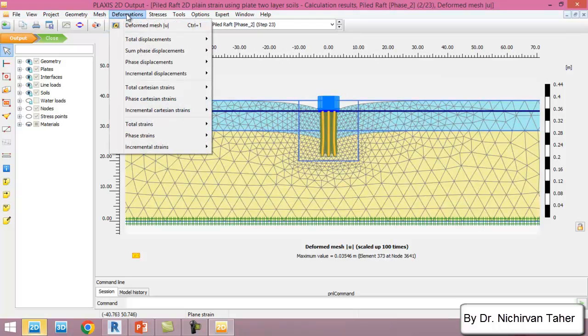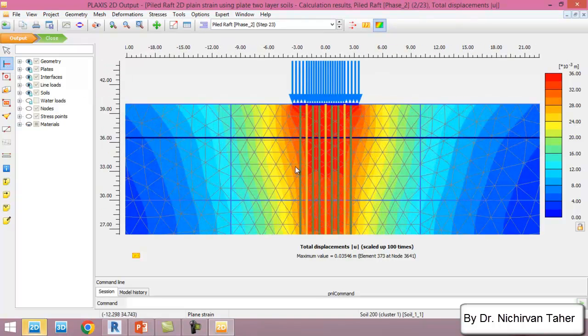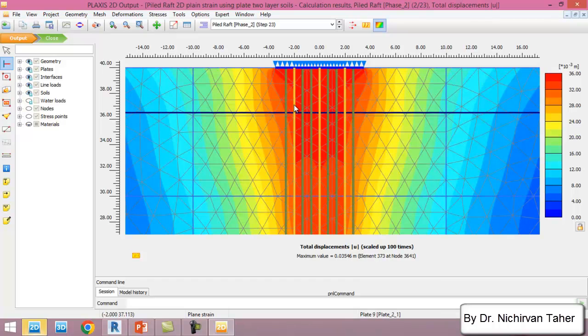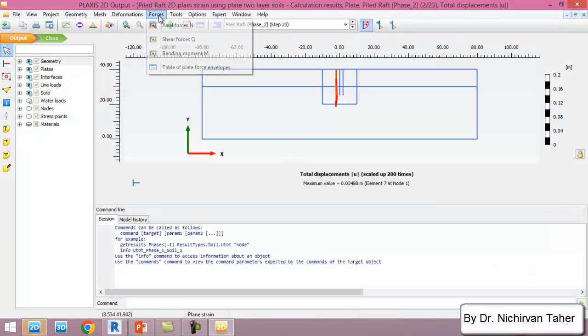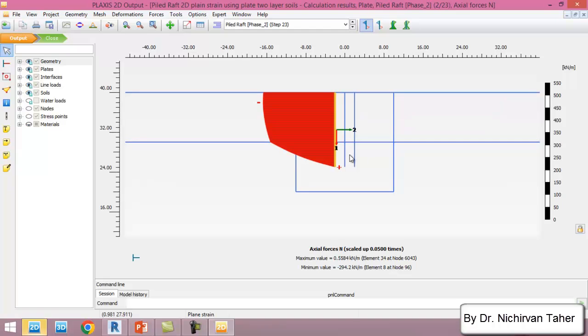Also, in the deformation tab, we can see the contours of the total displacement, and also we can check the maximum axial force for each pile. For example, we can check the axial force of this pile. We click in here, select structure, and double click on this pile. In here we can go to the force and see the axial force, and we can see that the minimum value is minus 294 kilonewton per meter. This pile also has the same load due to the symmetry.